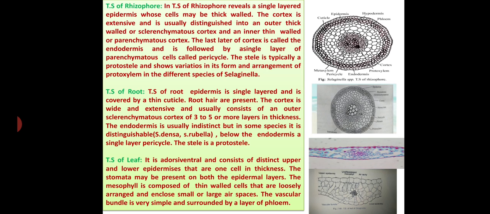Then we discuss the TS of root. Internal structure of root. The epidermis is single layered and is covered by a thin cuticle.